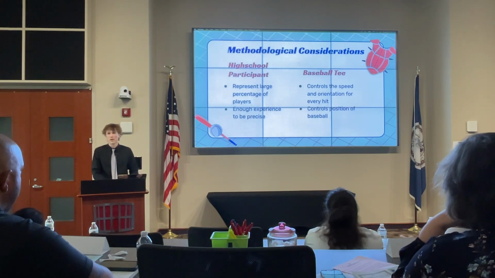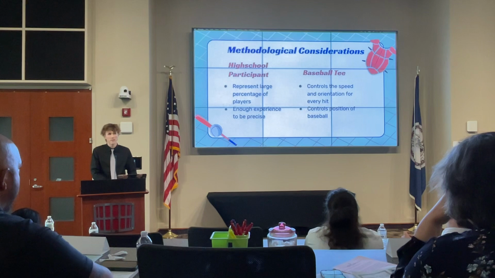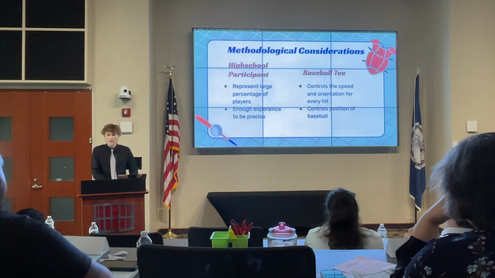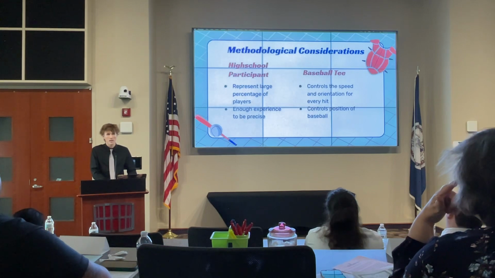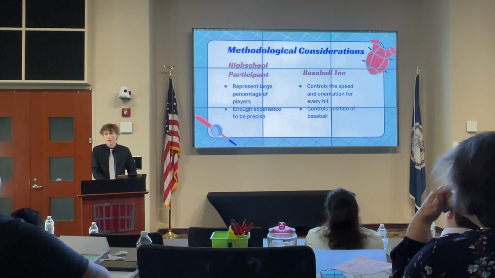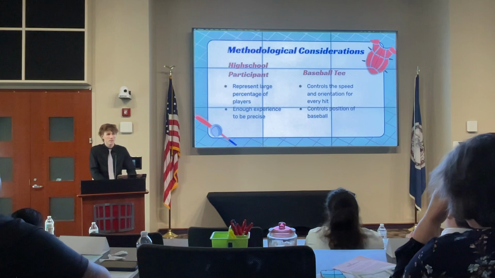Furthermore, another methodological consideration is a baseball tee. The reason I have chosen to use a baseball tee for this experiment is because everything mentioned earlier about a baseball can be kept constant. This is because we can easily place a ball on the tee in the exact same location and orientation every single time. As well, the tee is stationary, so the ball will be at a speed of 0 prior to the hit.